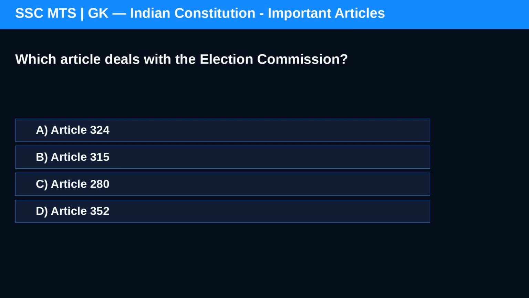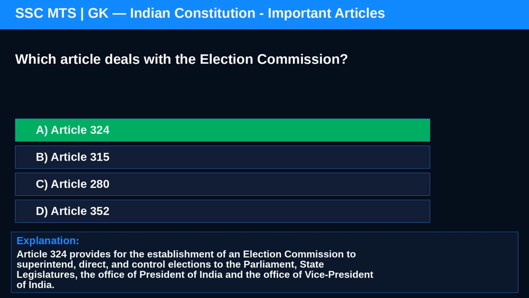Question 10. Which article deals with the Election Commission? Option A, Article 324, Option B, Article 315. Correct answer is A. Article 324 provides for the establishment of an election commission to superintend, direct, and control elections to the Parliament, state legislatures, the Office of President of India, and the Office of Vice President of India.